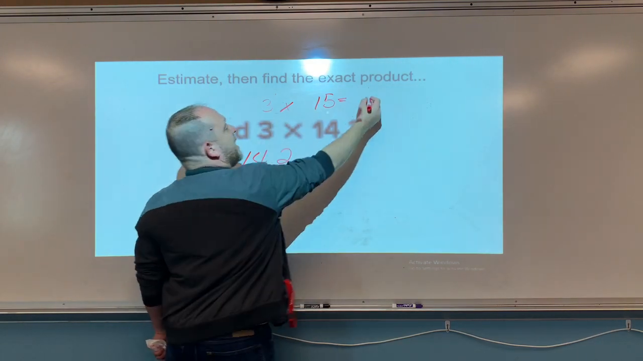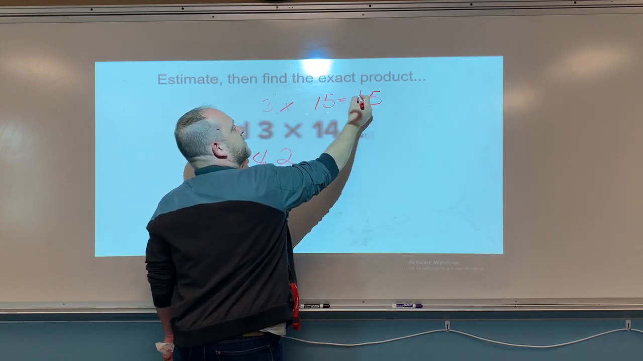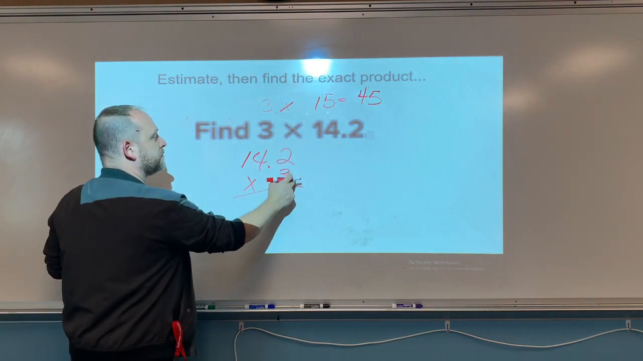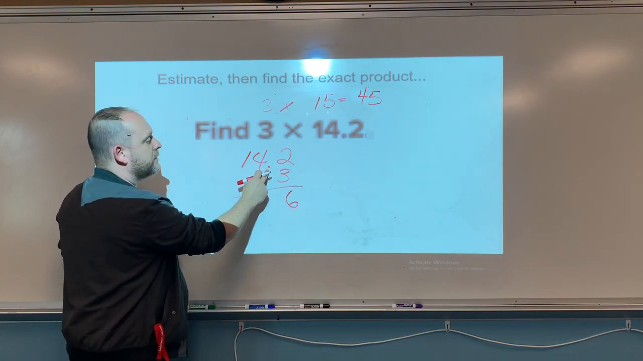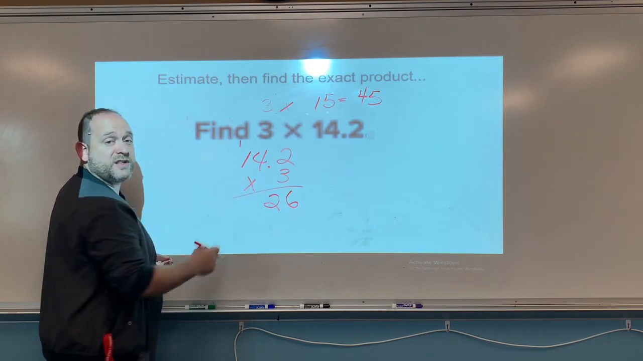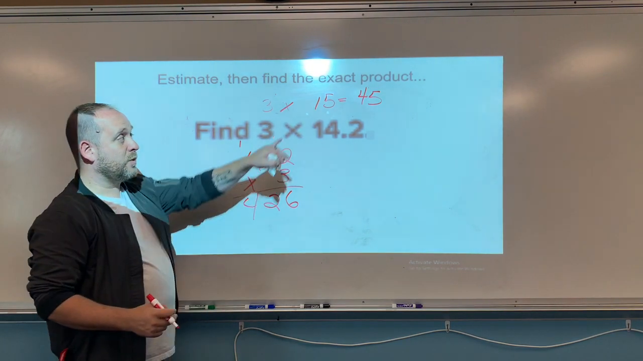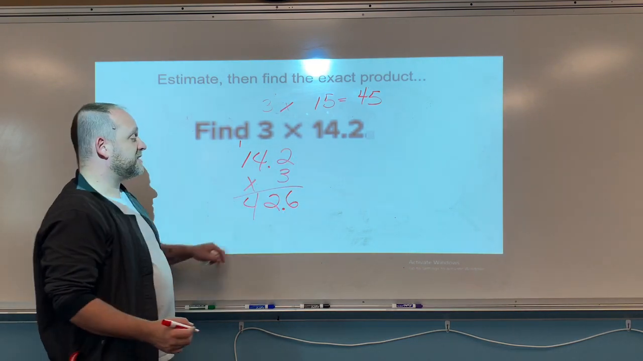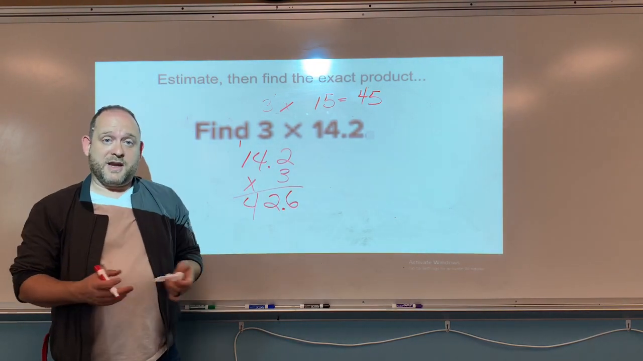3 times 5, of course, is 15, carry the 1 over. 3 times 1 is 3, plus 1 more gives you 4. My answer should be pretty close to 45. Let's try it out and see what we get. 3 times 2, 6. I'm not worried about the decimal yet. 3 times 4, 12. 3 times 1 is 3, plus another one gives me 4. Now, 426 is way off of 45, but remember I have 1 digit behind my decimal point. If I add that into my answer, my decimal gets very close to my estimated answer.